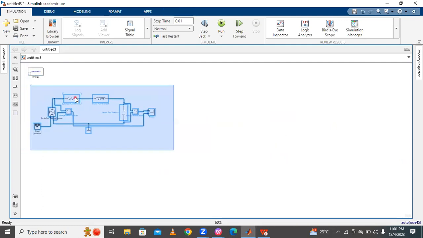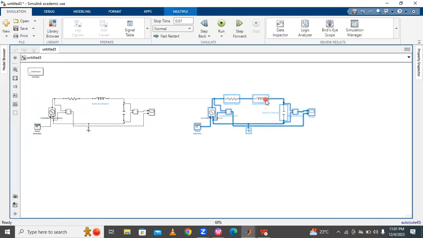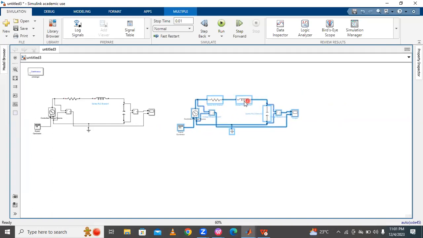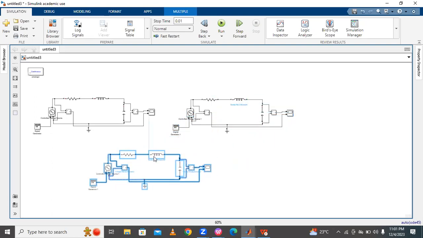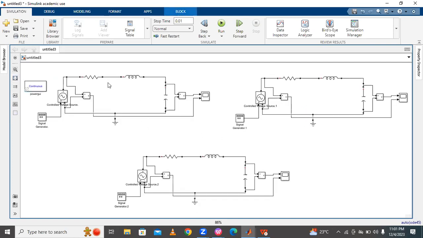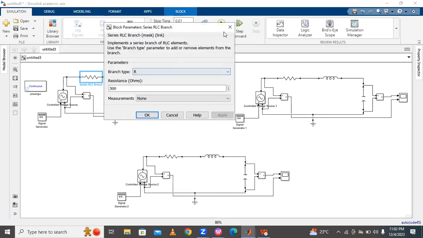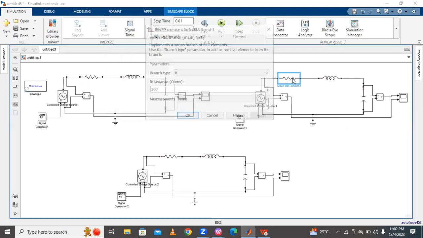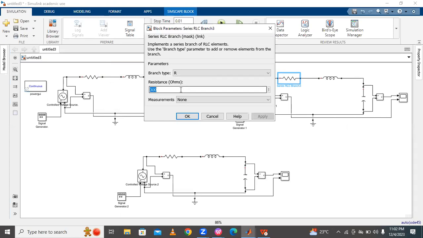Place here, copy the circuit diagram. This is for 100 amp system, and then this is for critical damper system, and this is for over damper system. Okay, so in this way we have to connect. This is for 100 amp system. Resistance is called 300. Here change resistance is called 2000.